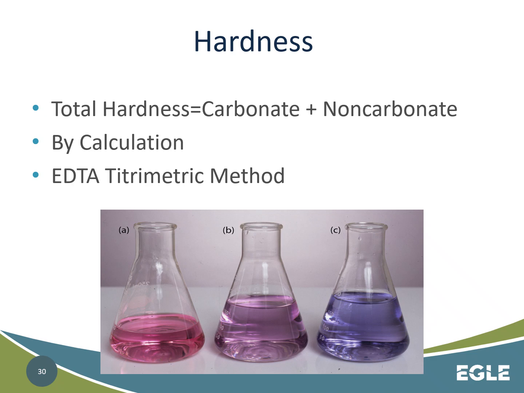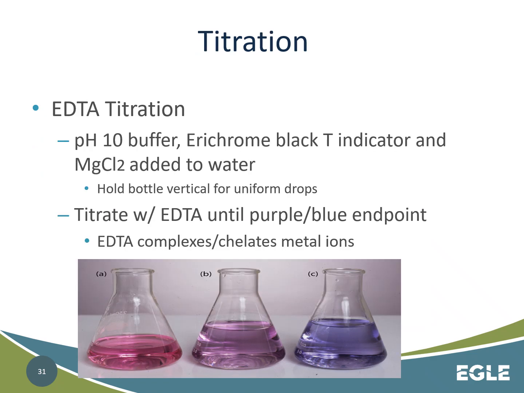So when doing a titration for hardness, you're going to be adding a few things: a color indicator, a buffer, and some magnesium chloride added to the water, all right? And that again acts just like another type of buffer to it.